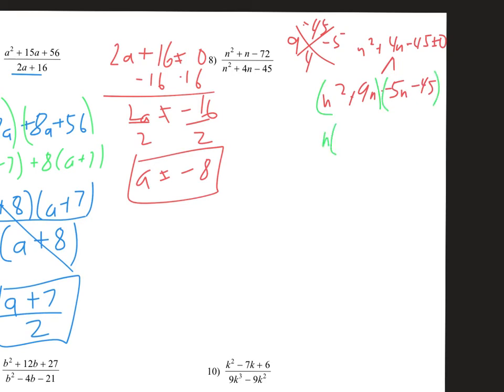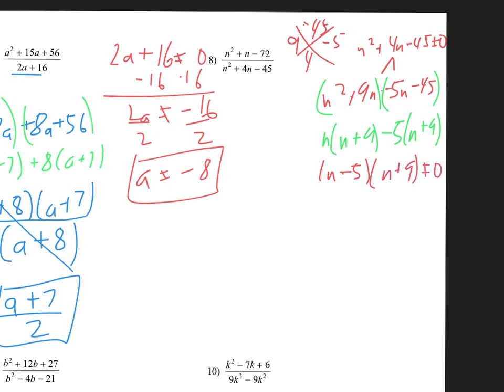So I can take out an n here, which gives me n plus 9. I can take out a negative 5 here, which gives me n plus 9 as well. Remember, when you take out a negative, that's going to switch both signs. And so now my factored form is n minus 5 times n plus 9 cannot equal 0.